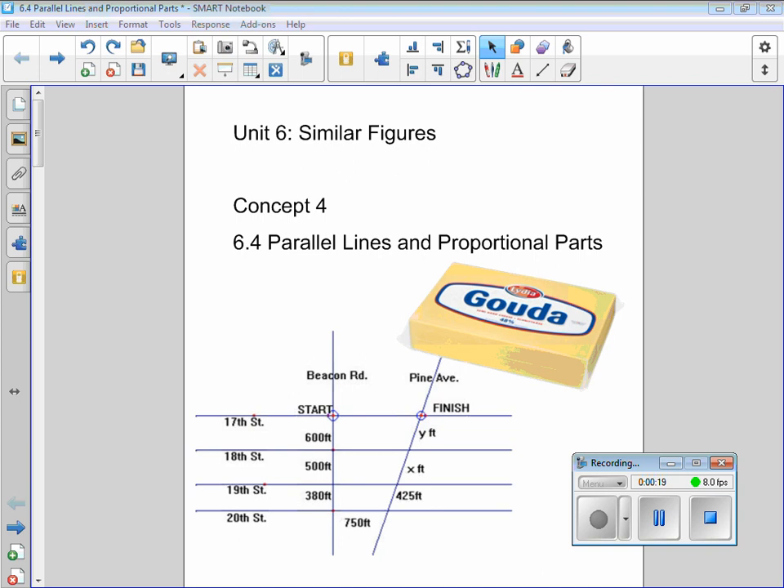And a shout out to Simon, my second period, who loves Gouda cheese. So put me on pause and take a good look at this cheese.